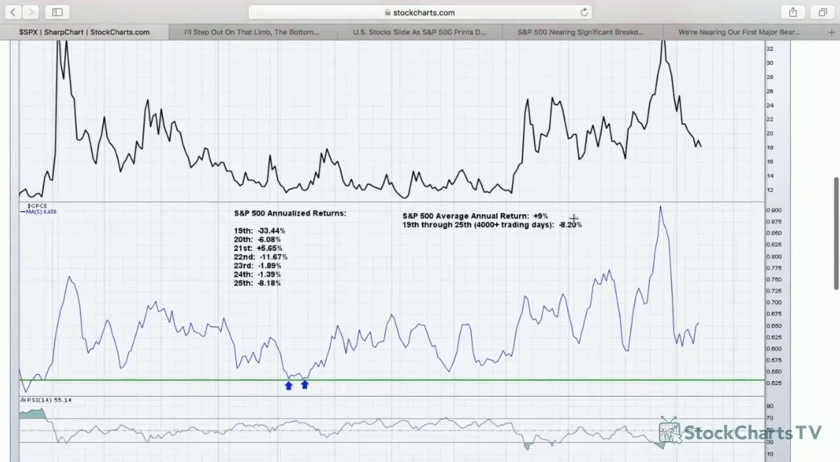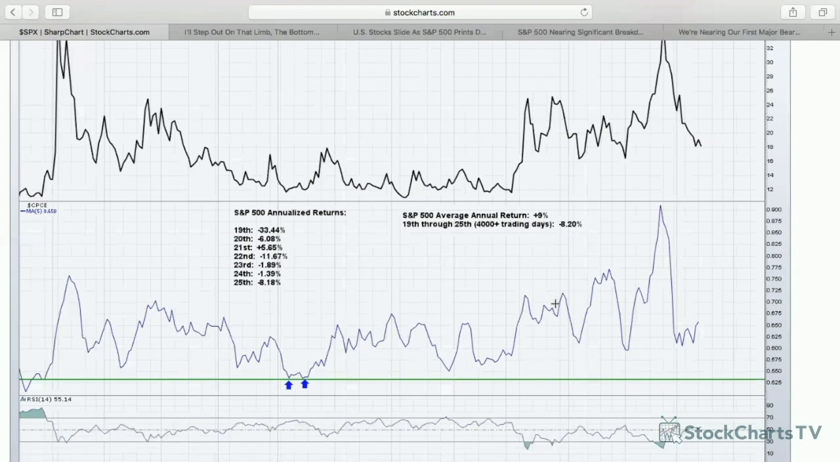Now, let's go down here to the CPCE. This is the put-call ratio. Now, the reason that this is important is you're looking at the number of equity puts and equity calls that are traded. You don't know whether or not the puts are being bought or sold at the open. You just know the number of puts and the number of calls being traded. So that makes it a little bit more difficult. But the majority of traders buy puts to open and buy calls to open.